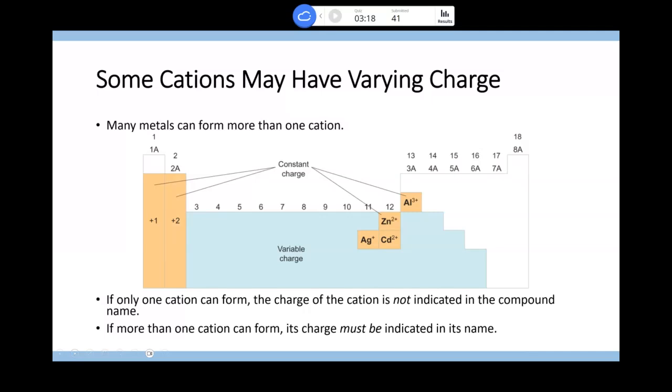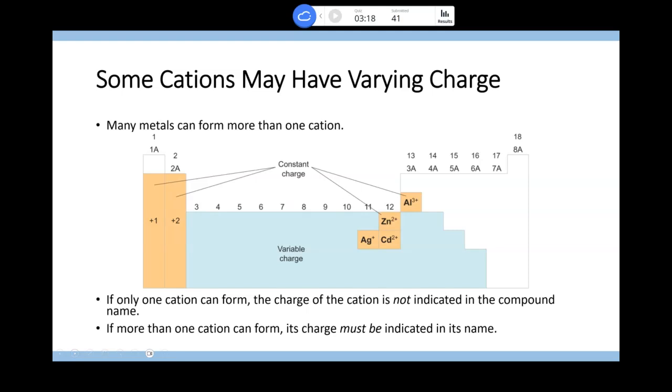But one key piece of information to remember is if the cation has a varying charge. Anything in the first column is always a +1 charge cation. Anything in the second column is always a +2 charge cation. And then we have 4 over here: aluminum, zinc, cadmium, and silver. Those all just stay the same. So if only one cation can form, the charge of the cation is not indicated in the compound name.